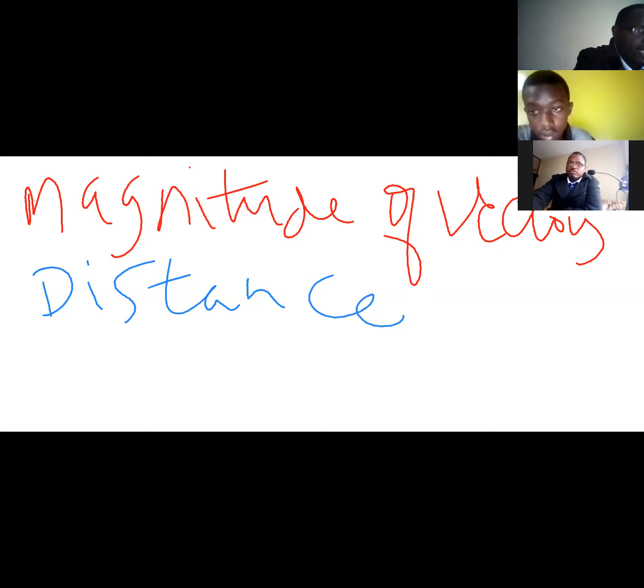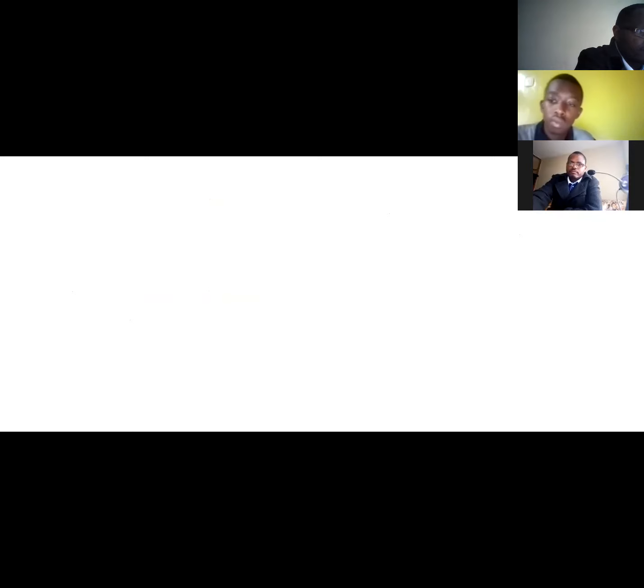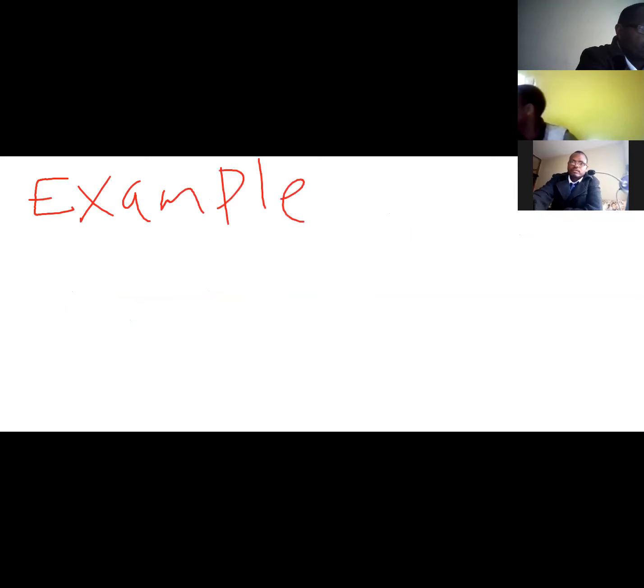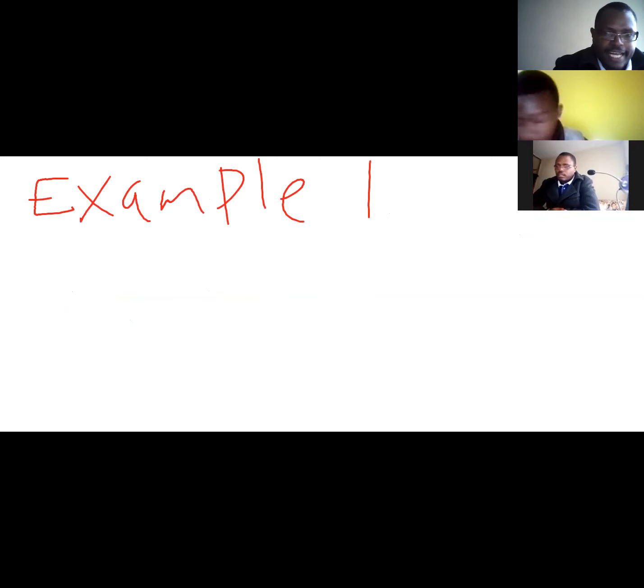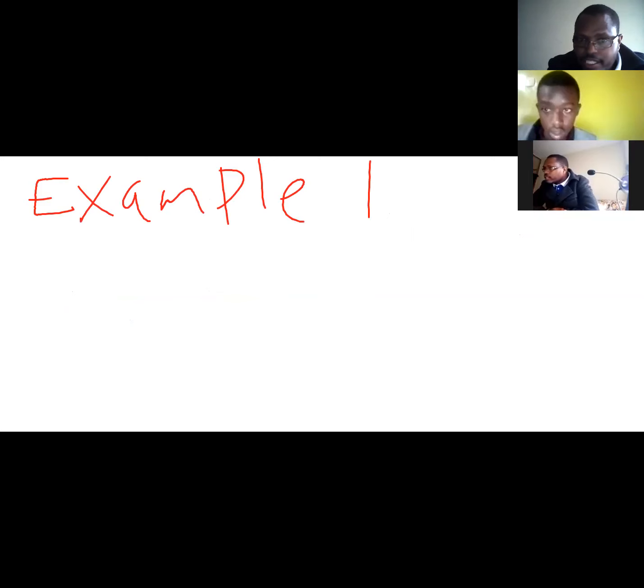Now, let me go to an example. I worked out the example. Example 1. The example is here. Let me write it. You can write, find the magnitude of a line AB.